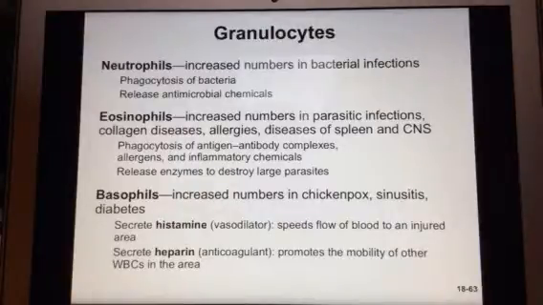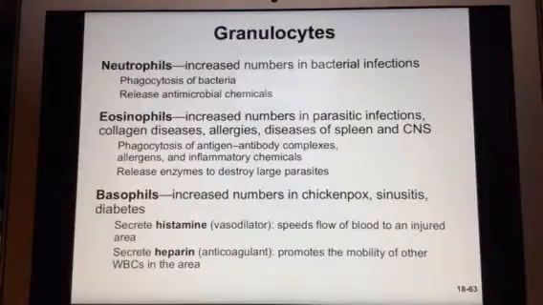So, looking closer at the functions of each type of granulocyte, the neutrophils are increased in numbers in bacterial infections because their job is to destroy the bacteria by phagocytosis. Eosinophils, we see those in increased numbers during a parasitic infection. We might also expect to see more of them during allergies or diseases of the spleen or the central nervous system. They are also doing phagocytosis, but of those antigen-antibody complexes and allergens. They do release enzymes to destroy large parasites within the body.